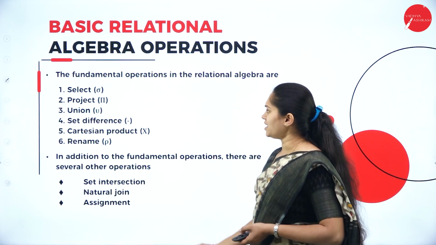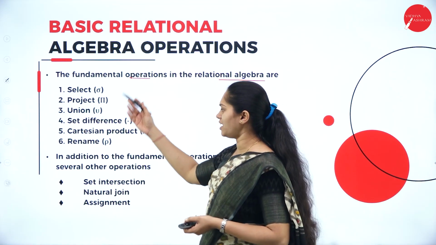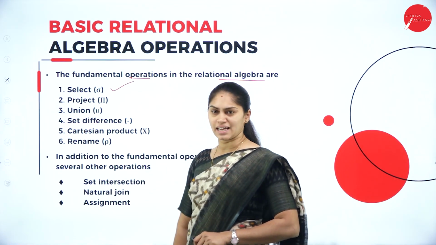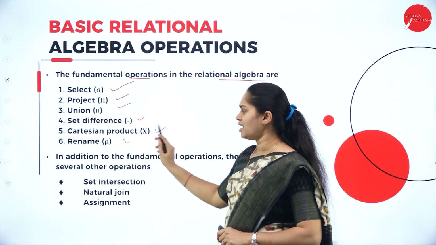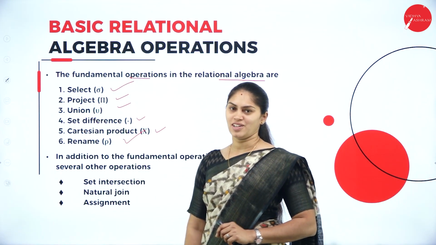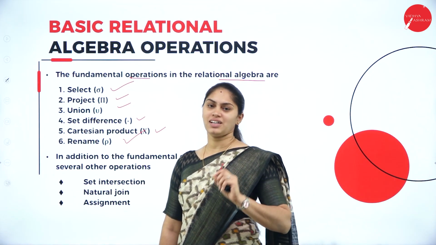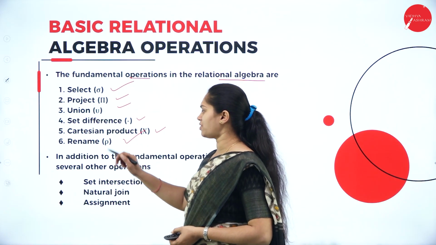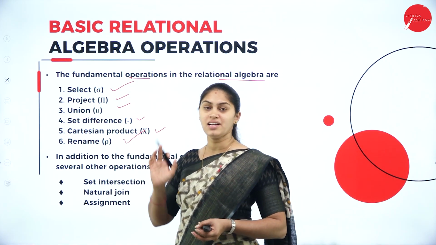Fine. Then what are the fundamental operations we have in relational algebra? Here we have several fundamental operations of relational algebra that comprise select, project, union, set difference, Cartesian product, as well as rename. I will be discussing each type of relational operation one by one in the coming slides. As of now, you have to understand what the different relational operations are. We have select, project, union, set difference, Cartesian product, and also rename. These are the fundamental ones.